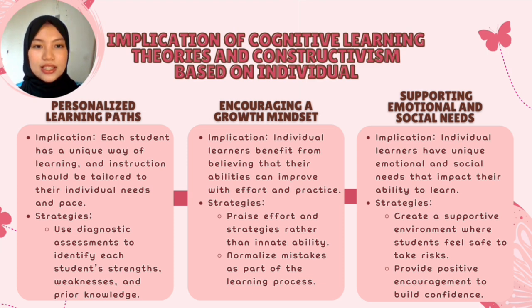And the third one is supporting emotional and social needs. The implication here is that individual learners have unique emotional and social needs that impact their ability to learn. So the strategies that we can use are creating a supportive environment where students feel safe to take risks, and providing positive encouragement to gain confidence.